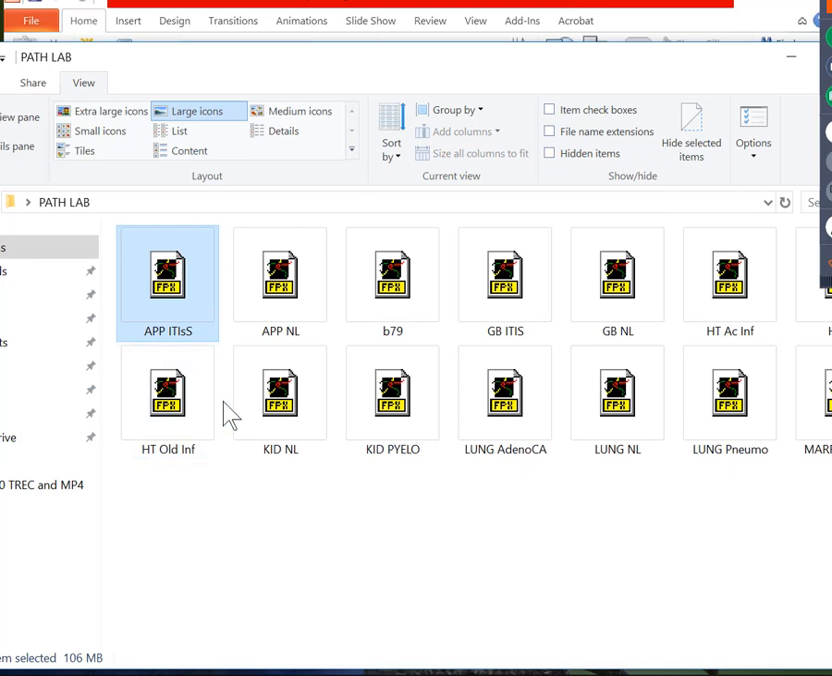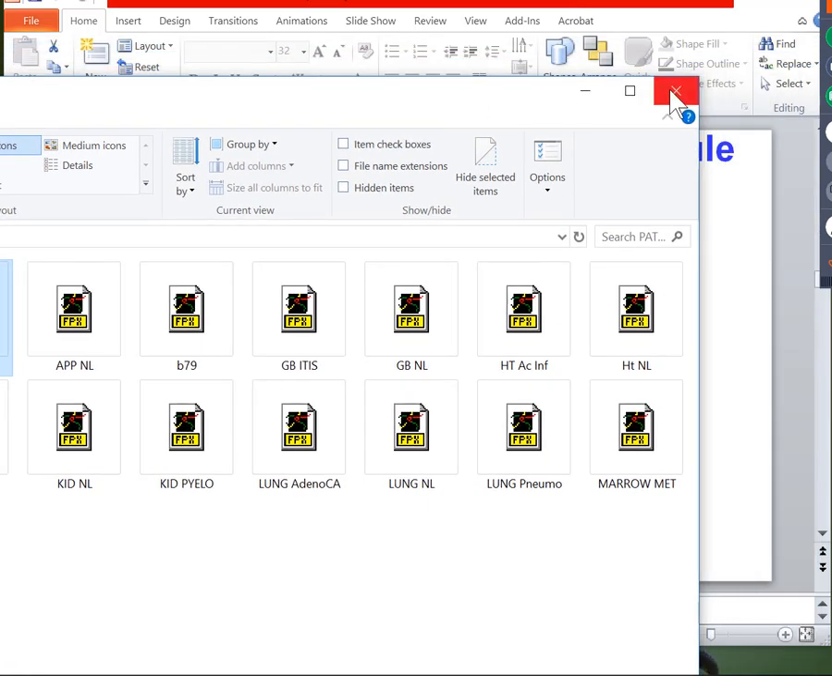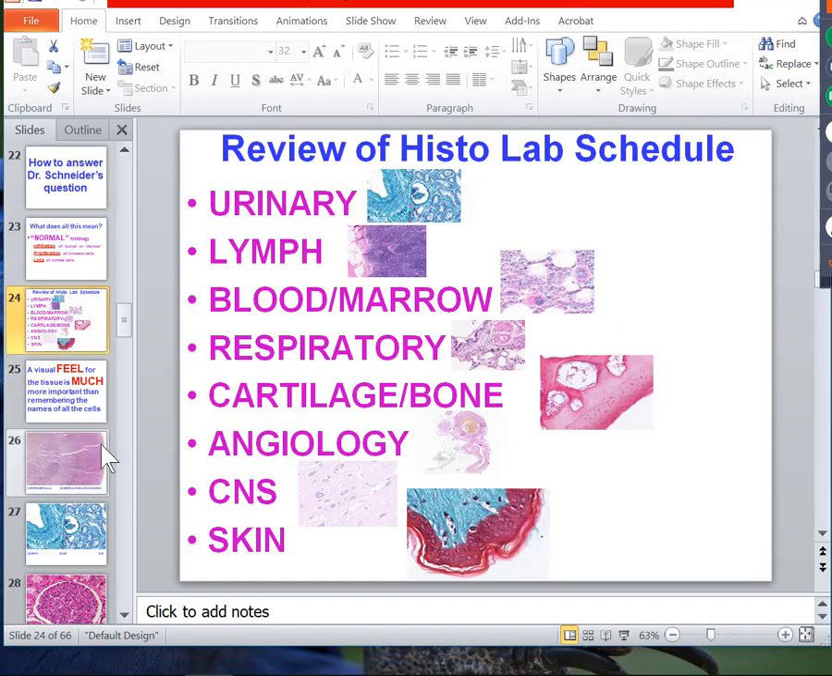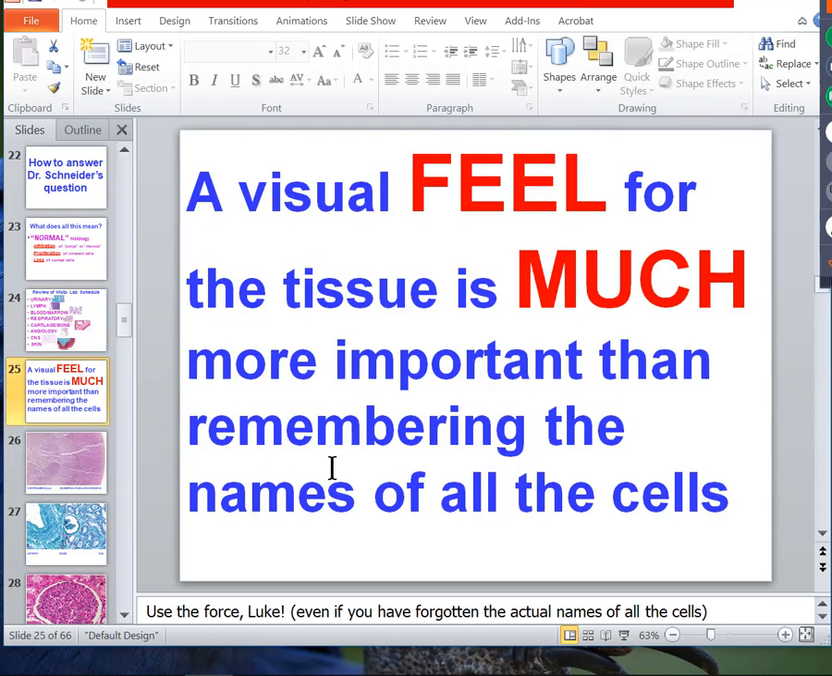And if you see something that's called appendix-itis, then you're probably going to think maybe he's going to show us an acute appendicitis. Okay, so here we go. Let's take a look, and keep in mind that a visual feel for the tissue is much more important than remembering the names of all the goddamn cells.